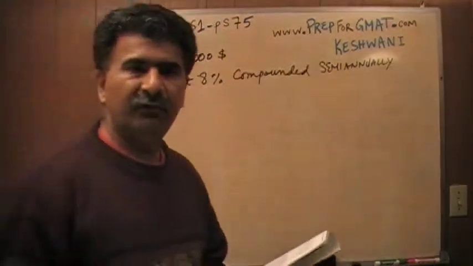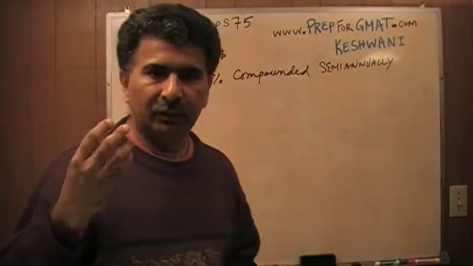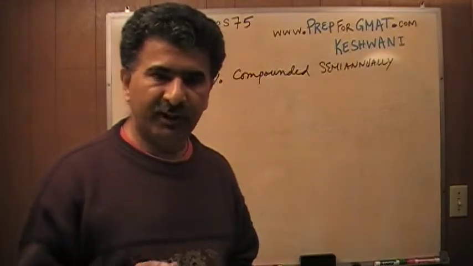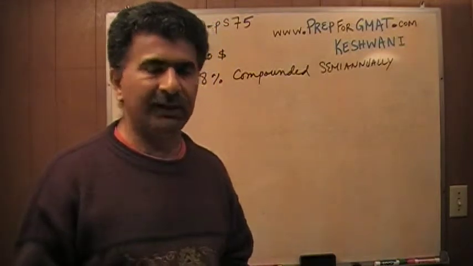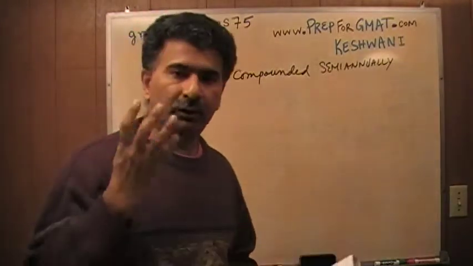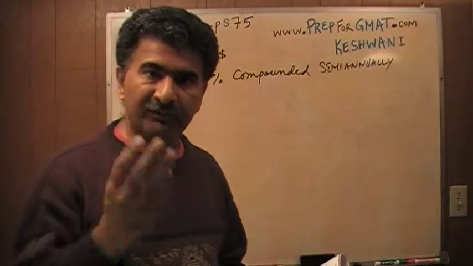Which means at the end of first 6 months you're going to get your interest, but the question is, how much interest are you going to get? Are you going to get 8% of 10,000 at the end of 6 months? No, at the end of 6 months you're going to get 4% because it's 8% for the whole year. So you're going to get 4% on your investment at the end of 6 months.